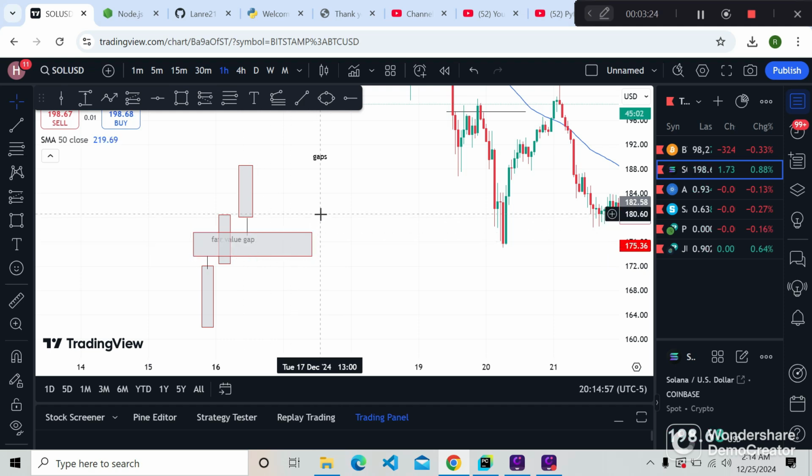The FVG is a gap, an area of inefficiency, and it is expected that price is always going to come back to areas of imbalance, because for every demand there's a supply. So price is always coming back to areas of imbalance, areas of liquidity. We can ignore liquidity in this context. We are looking for gaps. That's the most important thing.